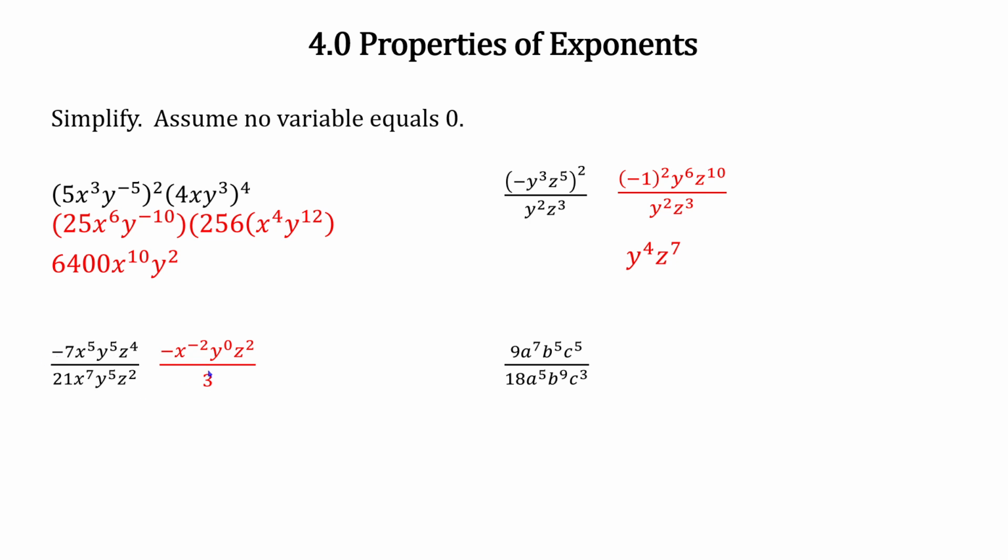It's not getting a power or anything. So the x is going to move to the bottom. The y is going to go away because y to the 0 power is 1. But that negative stays up there. We got 3x squared. 9 over 18 is 2. 7 minus 5 is 2. 5 minus 9 is negative 4. So that means the 4 would just be 4 on the bottom. And c to the second power, 5 minus 3. So this b to the 4th is going to move to the bottom. And there you go. There's our properties of exponents. Good luck.